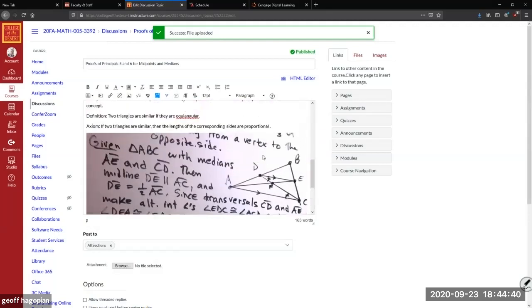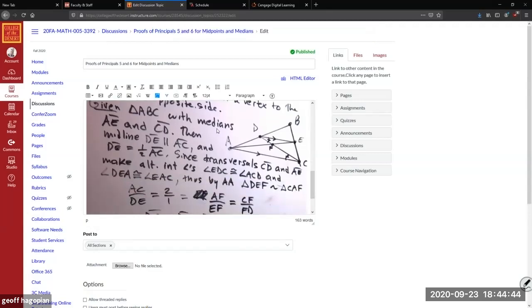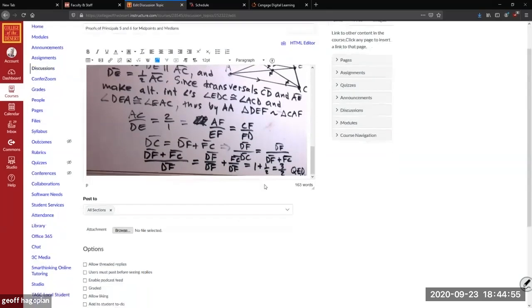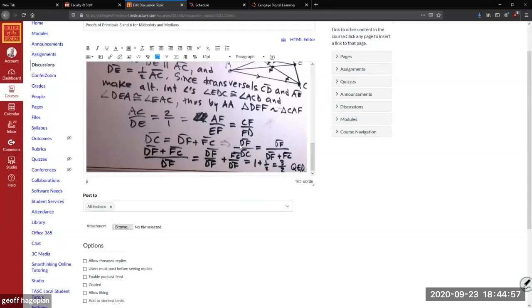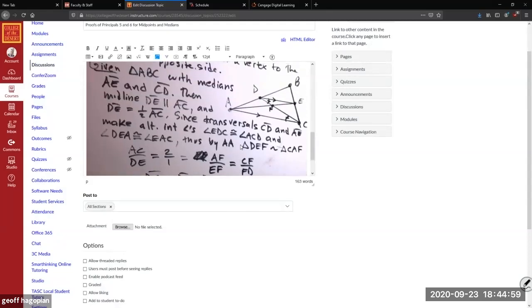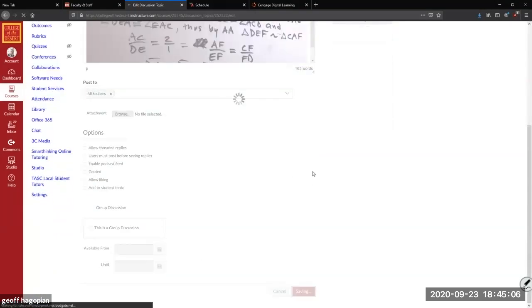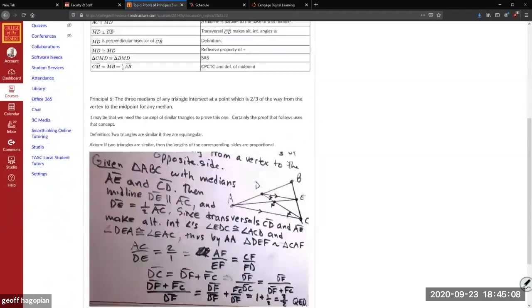Okay. So I guess we got some extra words up here. But given triangle ABC with medians AE and CE, then midline DE is parallel to AC and DE is equal to, since transversal, blah, blah, blah. Looks pretty good. All right. I mean, it's not as clean as it might be, but it's not bad. So I'm going to save that.